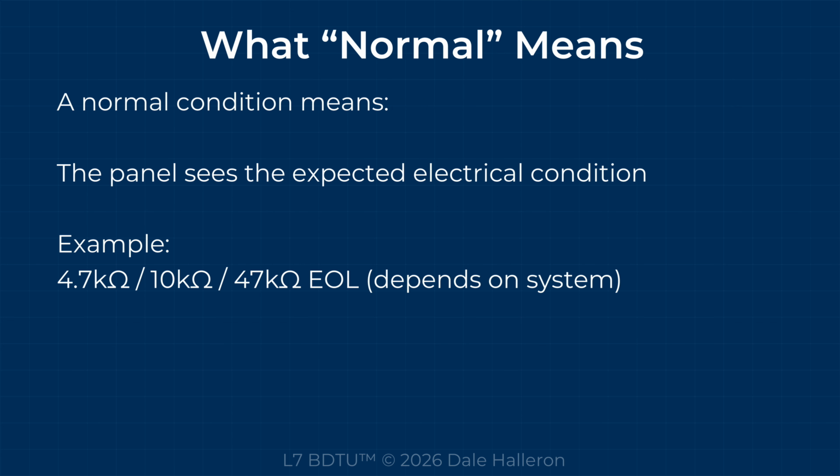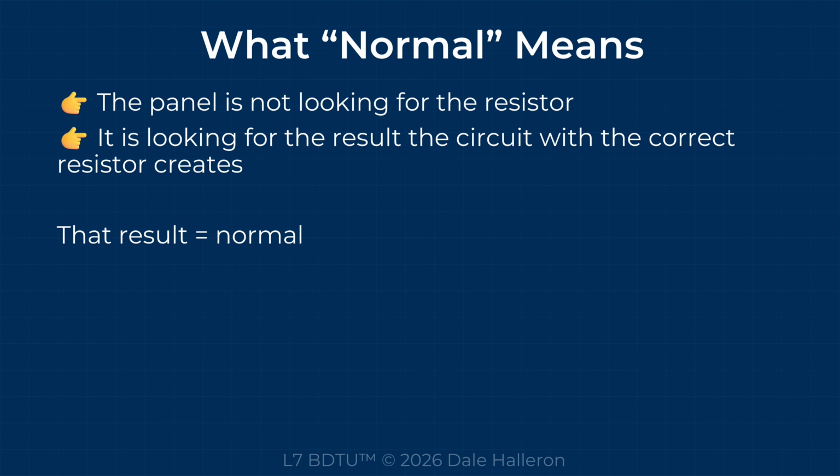What normal means. A normal condition means the panel sees the expected electrical condition. That condition can be confirmed when the proper resistor is installed, such as a 4.7K, 10K, or 47K resistor, depending on the system. The panel is not looking for the resistor. It is looking for the result the circuit with the correct resistor creates. That result is normal.